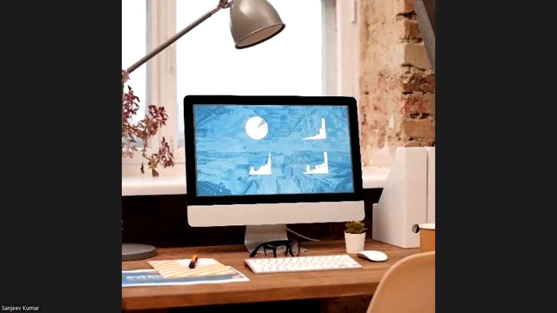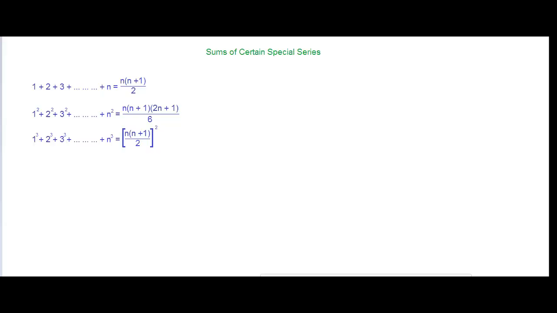So I am going to share the first page today. This is what I am saying. These are those formulae of which you know the first formula very well. The sum of the first n natural numbers is equal to n into n plus 1 by 2.